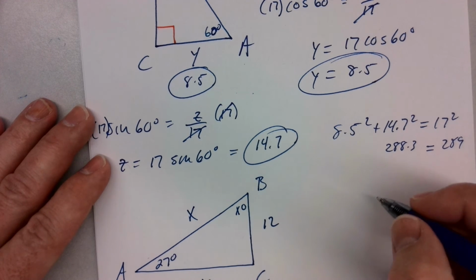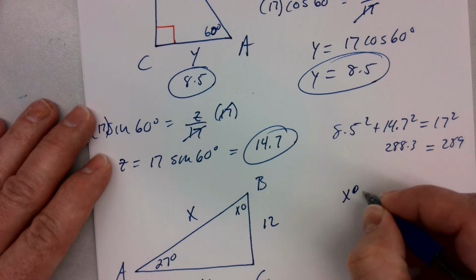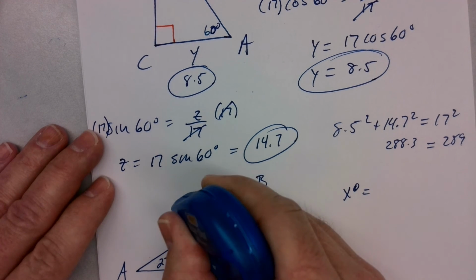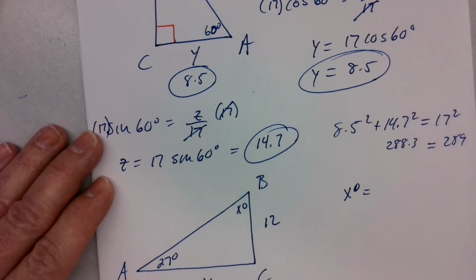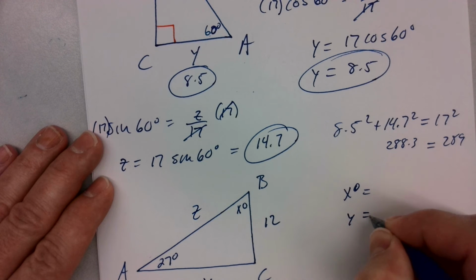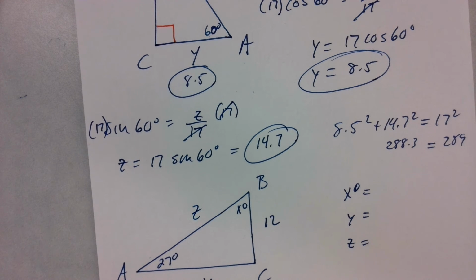Okay, so you're going to need to find x degrees again. Well, can't have two x's on there. We'll have to make that a z. We're going to find our angle, we're going to find z, and we're going to find y. Is this a right triangle?